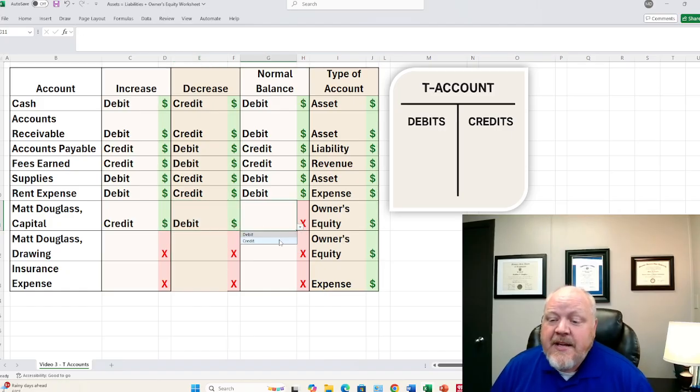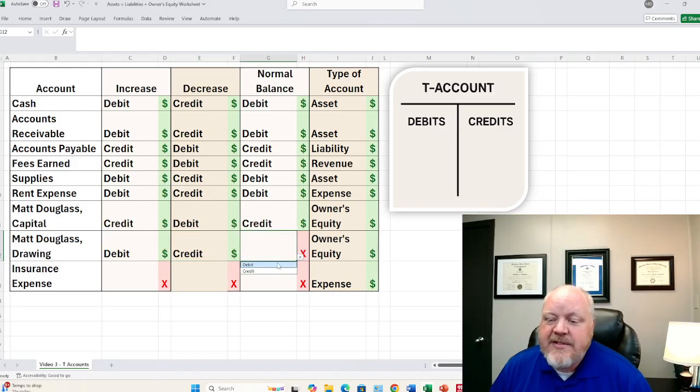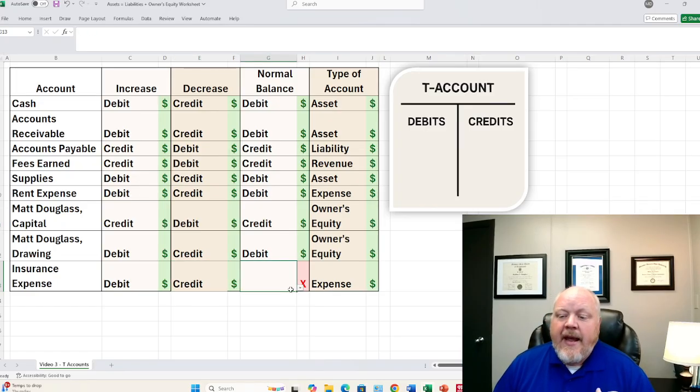The opposite, or what works inverse of the owner's equity account, is the drawing account. That's when the owner takes money out of the business. That increases with a debit. So every time the owner takes money out, it debits the drawing account, and it decreases with a credit, and it has a normal balance, always the same as the increase side. And then finally, we have our insurance expense that increases with a debit. All expenses increase with a debit. The decrease is a credit. And finally, the normal balance is a debit. All green dollar signs, beautiful, nice.